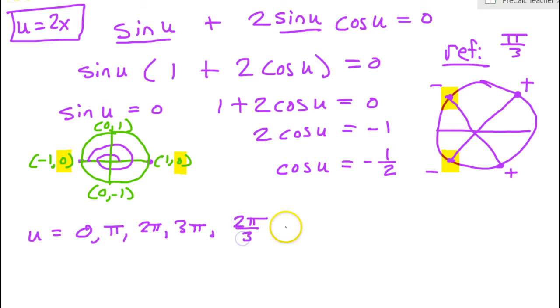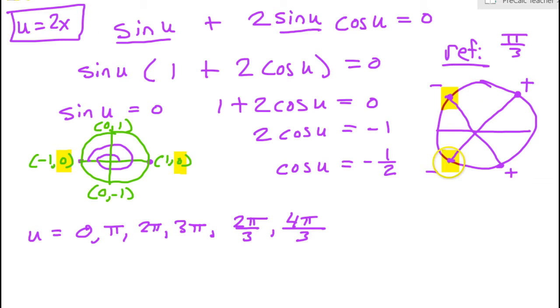Okay, 2 pi over 3. All right, and this would be 3 pi over 3, 4 pi over 3. So I've got 4 pi over 3. All right, but remember, because u is really 2x, not just x, it's double x, we need to go around the unit circle a second time.